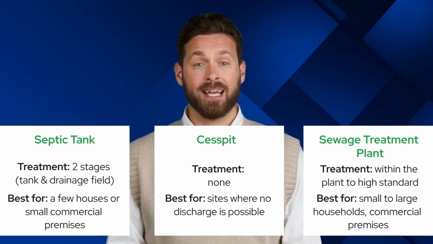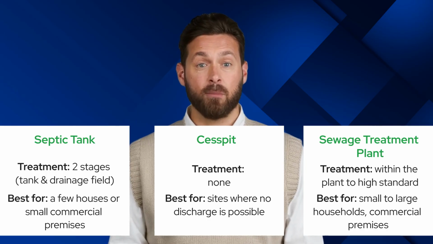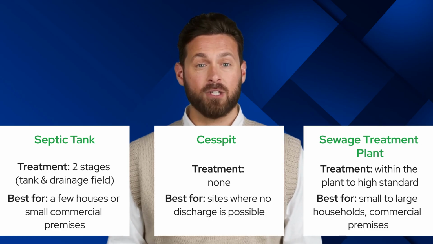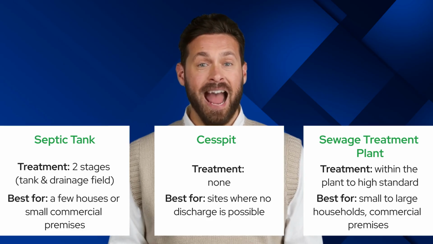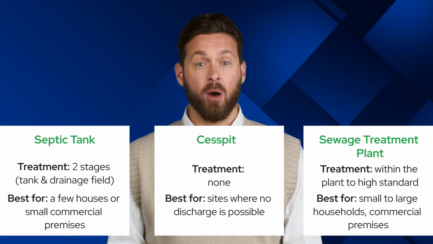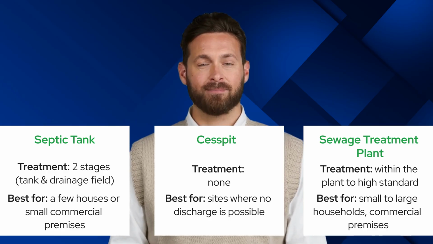Septic tanks are commonly installed for smaller applications, such as a few houses or small commercial premises that have space for a drainage field. Sewage treatment plants suit small and large households and commercial properties, or sites without drainage options. The additional cost associated with sewage treatment plants often outweigh any disadvantages due to higher installation costs and running costs. Cesspits are best for sites where no discharge is possible, storing waste safely but requiring frequent emptying.